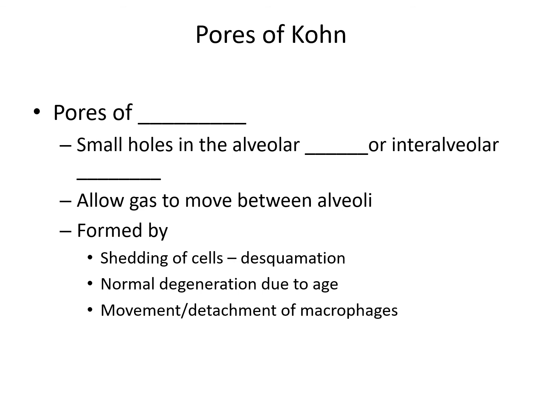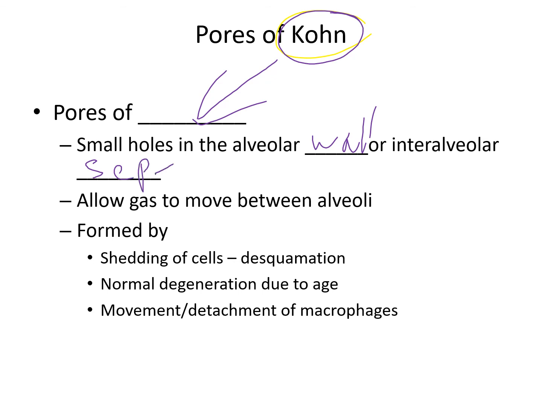So the pore of Kohn, the first one here, just write Kohn in there. The pores of Kohn, these are small holes in the alveolar wall or interalveolar septa, like a septum of your nose. They allow gas to move in between alveoli. This is just another form. So between the canals of Lambert and the pores of Kohn, these allow for that communication. They allow for collateral ventilation.